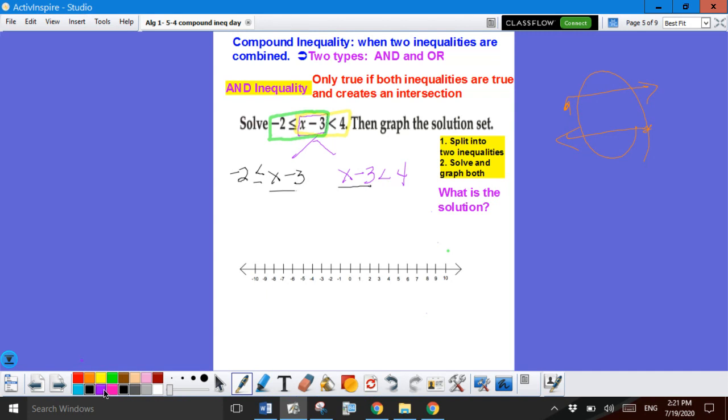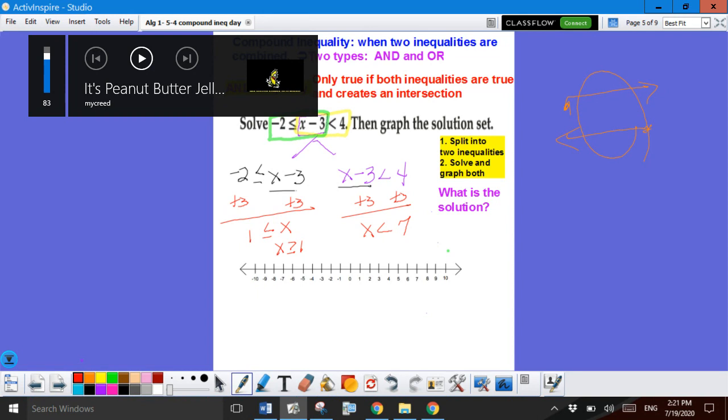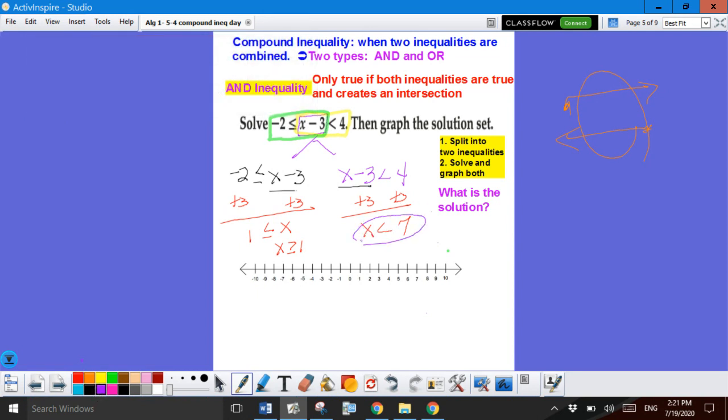Now, solving these is really super easy because this is a one-step equation. Plus 3, x is less than 7. And plus 3, the process doesn't change, x greater than or equal to 1. So I'm going to flip this and write x is greater than or equal to 1, so I can graph. All right, now let's go ahead and do the graphing. So x is less than 7. Here's 7, open circle to the left. This one I'll do in red. Closed circle at 1 and to the right.